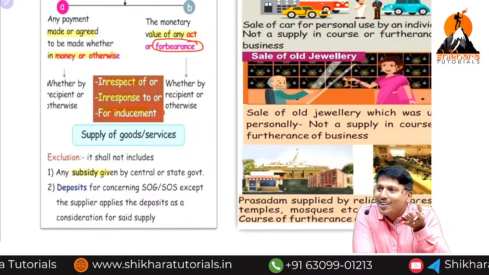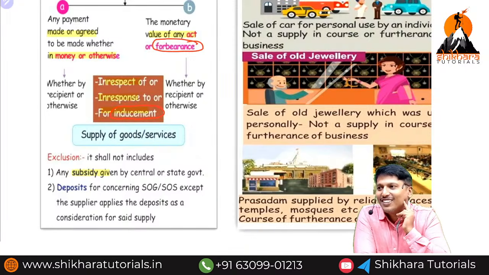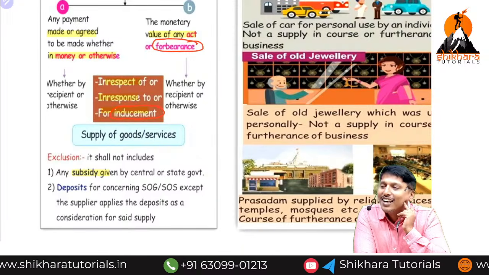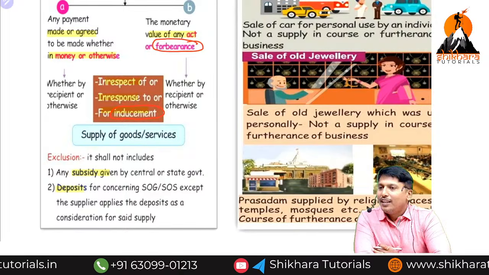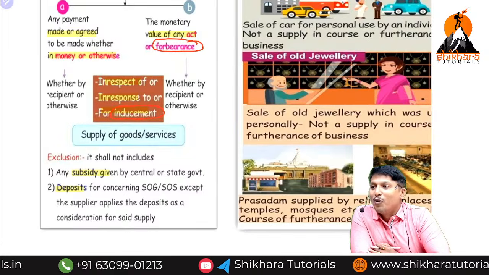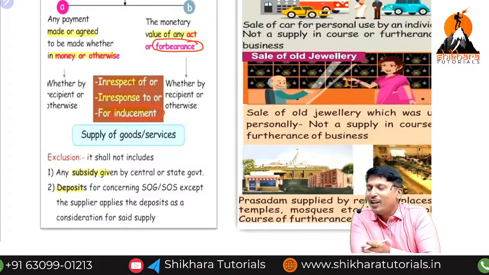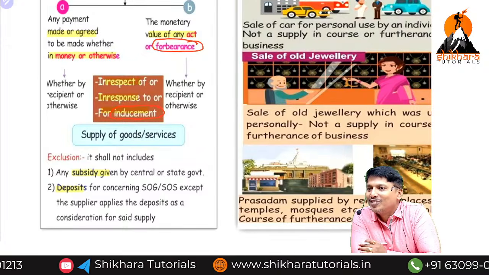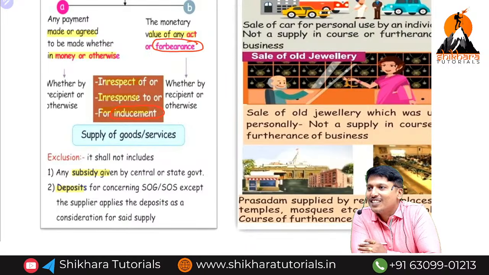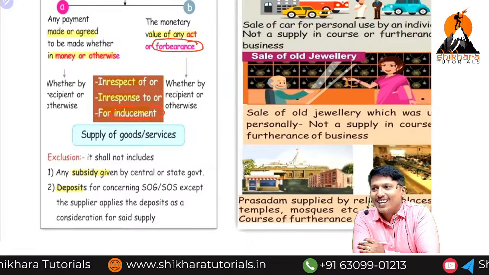Government as a subsidy is not a consideration. Now deposits. Security deposits taken by owners. While we hire any car or take a house on rent, it is a consideration. If it is a refundable deposit, it is not a consideration.